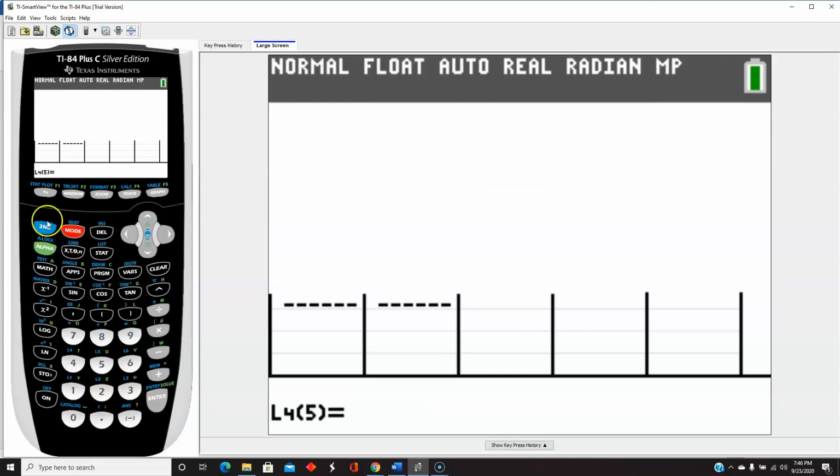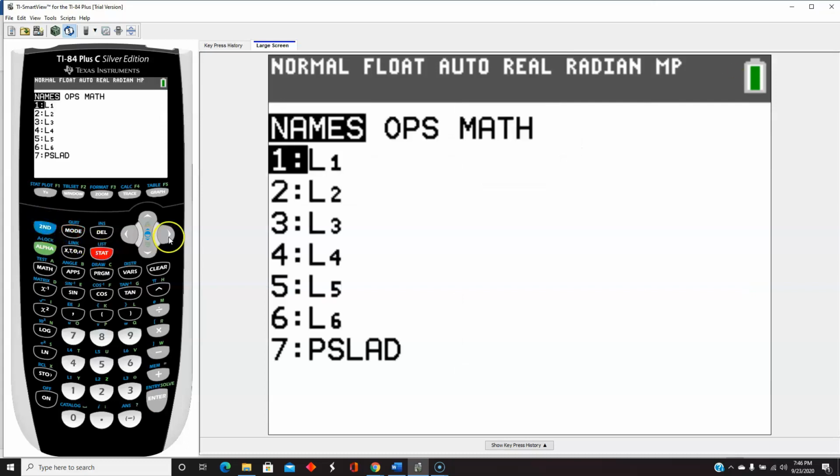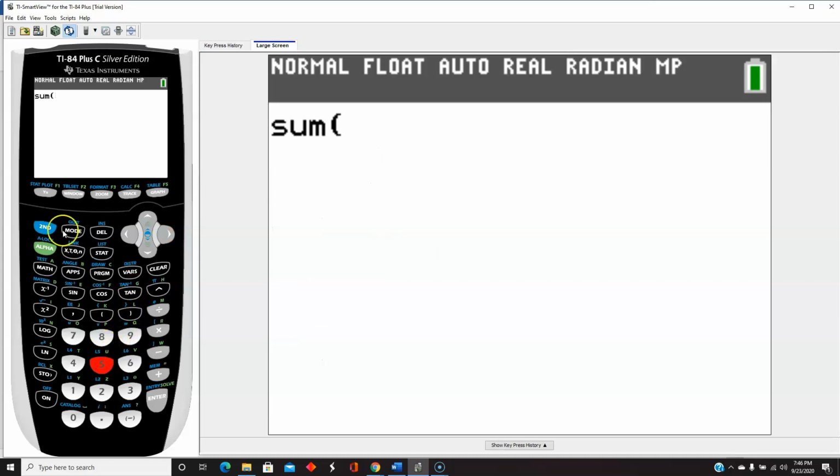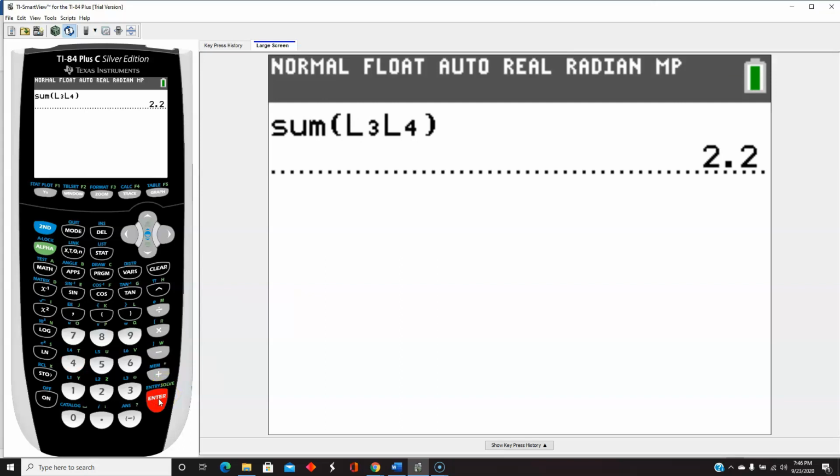And if we do second stat math menu sum, if we sum the product of those two lists, the values of the variable, I need 4 in here, I missed the 4. The values of my variable are in list 3 times their probabilities they're in list 4, and sum those products. That'll give me the mean also, 2.2.